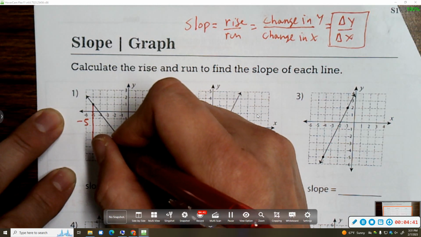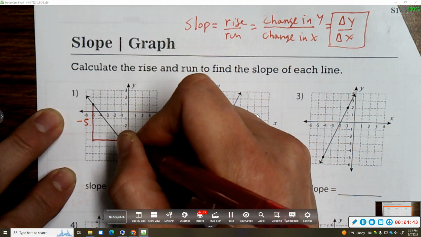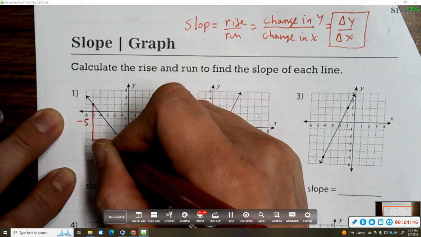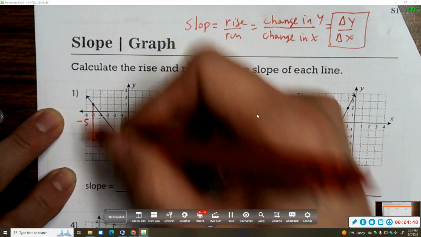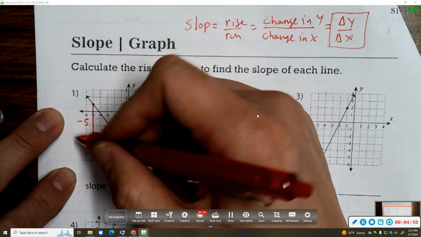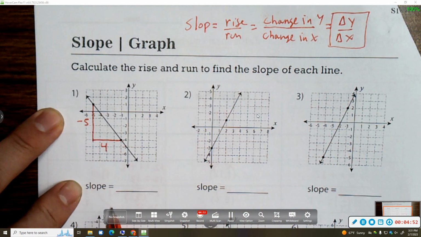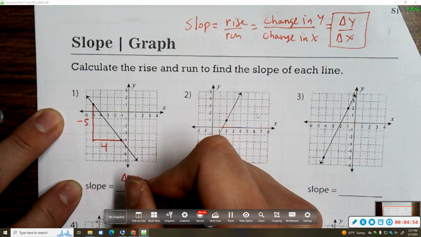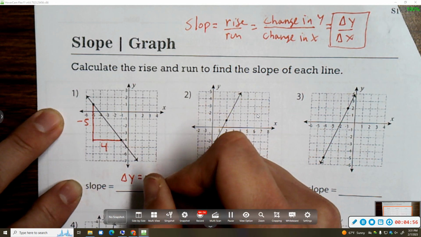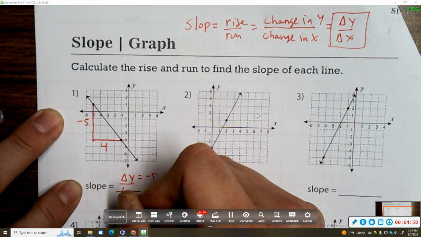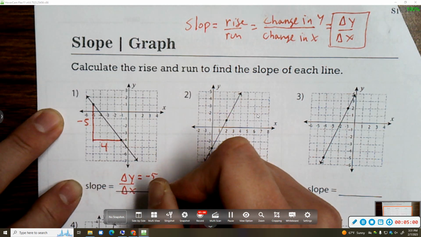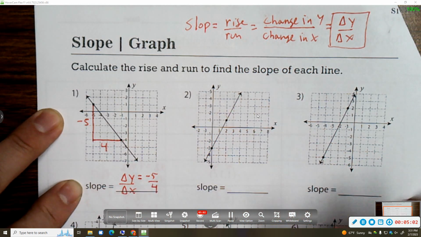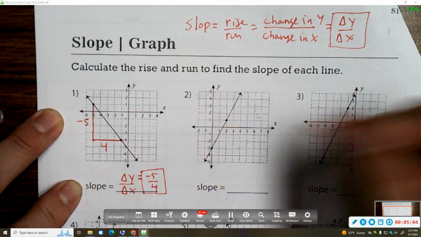And then you went over 4, and that's a change in x, which is a positive 4. Remember, guys, down is negative, up is positive, and we always go right, okay? So for your slope, your change in y is equal to negative 5 over your change in x, which is also 4. So your final answer is negative 5 over 4.